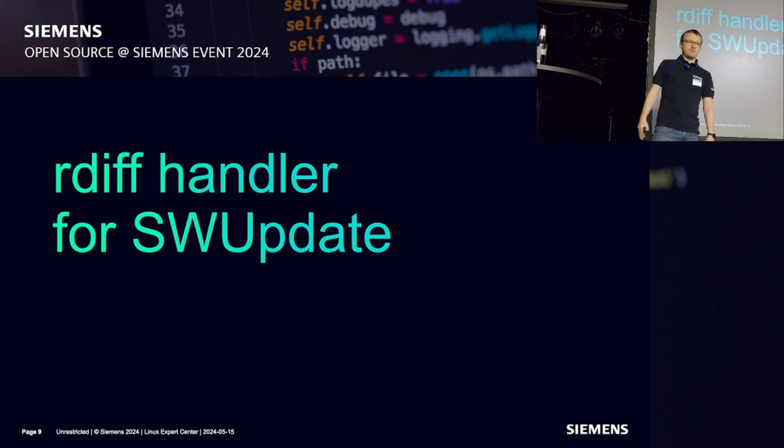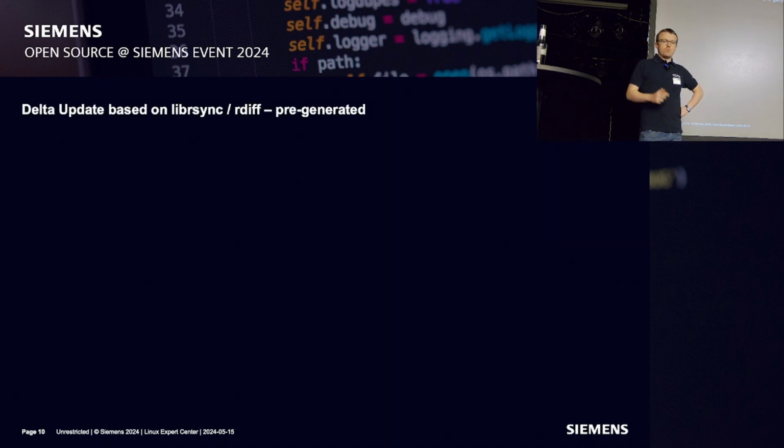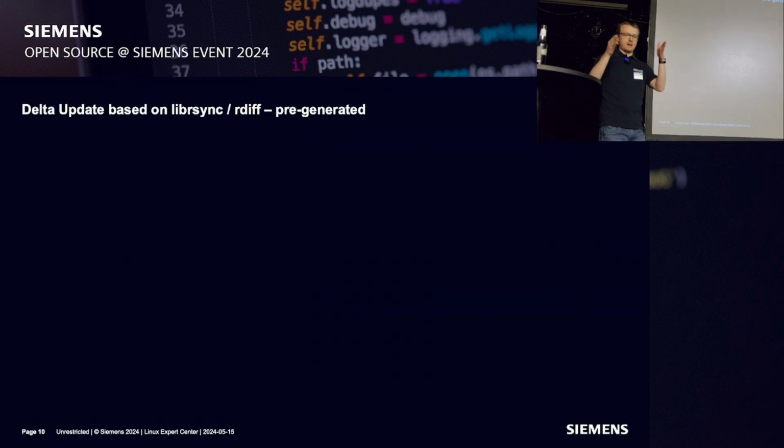As Jan said, the tool we use for the update is SWUpdate, and SWUpdate itself has the concept of handlers. They describe how to apply the update, among other things, but this is the thing which is important for this talk here. And the first use case we have a look at here is the RDiff handler, which performs the delta update based on the RDiff pre-generated artifact hereby.